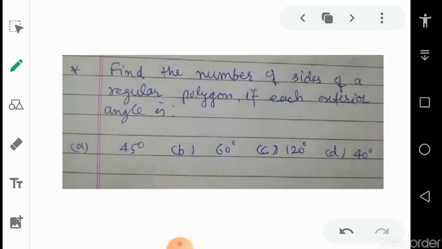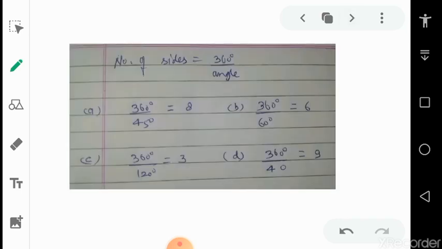Okay, there is an example. Find the number of sides of a regular polygon if each exterior angle is. There are 4 options. Okay, we have to solve all these. So if the exterior angle of a polygon is 45 degrees, means each exterior angle is 45 degrees, then how many sides are there? So as I told you, we will divide 360 by n. So one by one we will solve this.